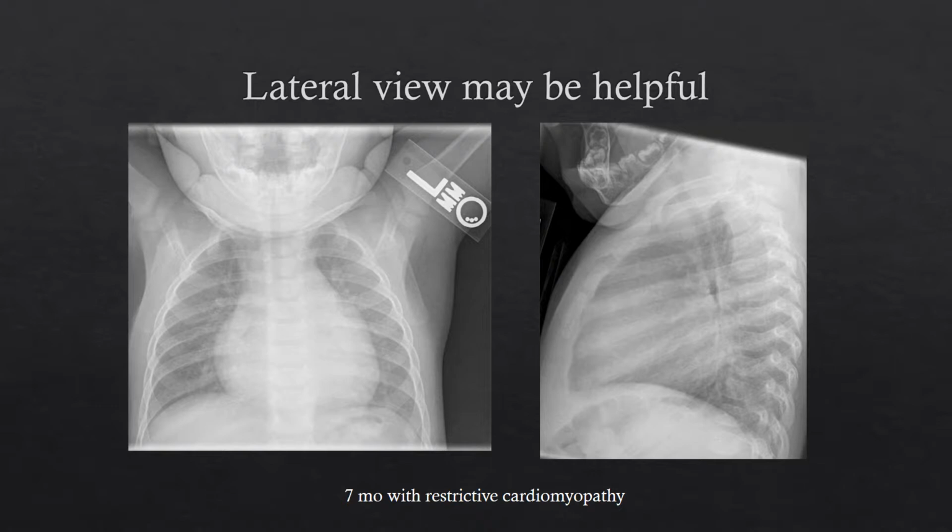Here is a patient with restrictive cardiomyopathy. While the frontal view may suggest a prominent heart size, the posterior bulge of the cardiac border is readily seen on the lateral view, and allows the radiologist to be more certain in suggesting cardiomegaly.